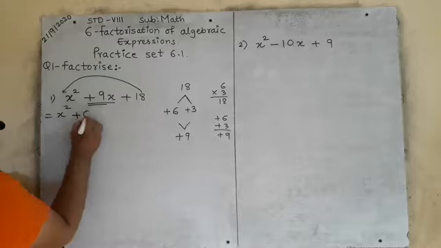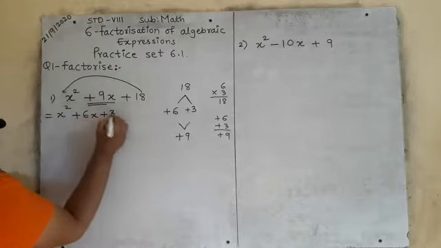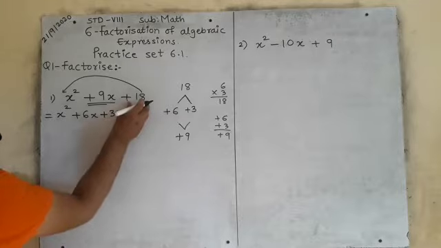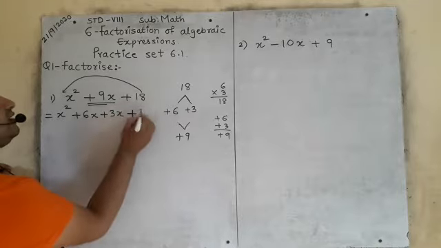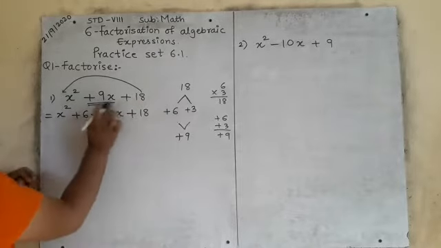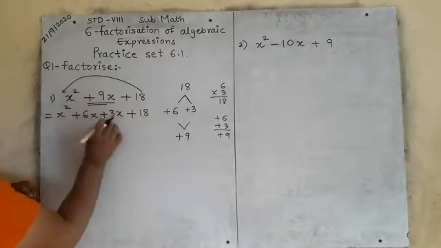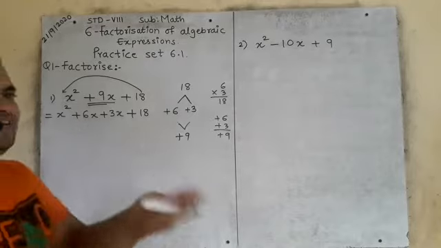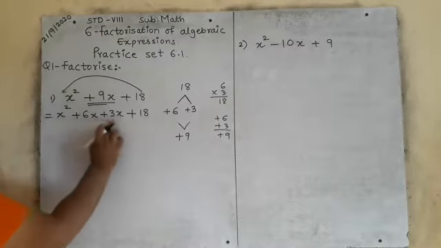See, plus 6, the variable is x, so 6x plus 3x, and the third term, which is the constant, will be as it is. First term as it is, third term as it is. Instead of the middle term you have to write the factors. This 9x will split. So 6x plus 3x value will be the same, 9x, this is also 9x.